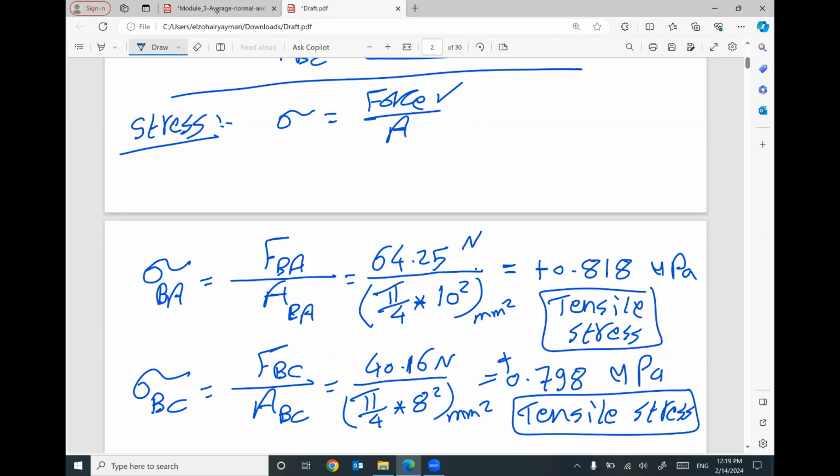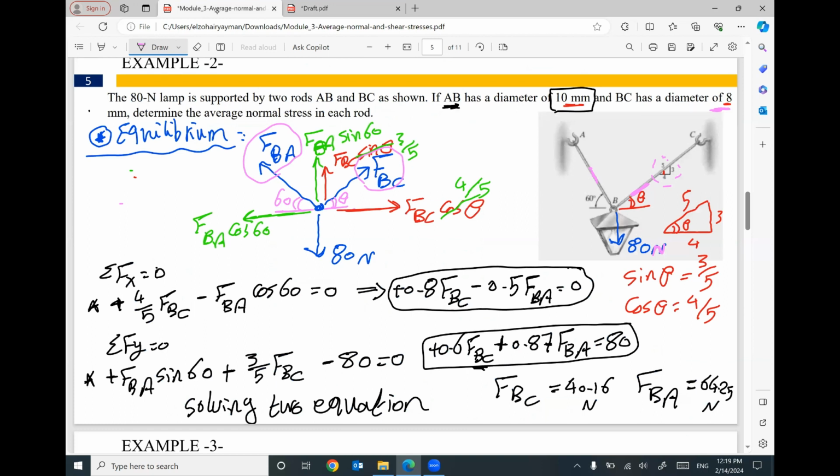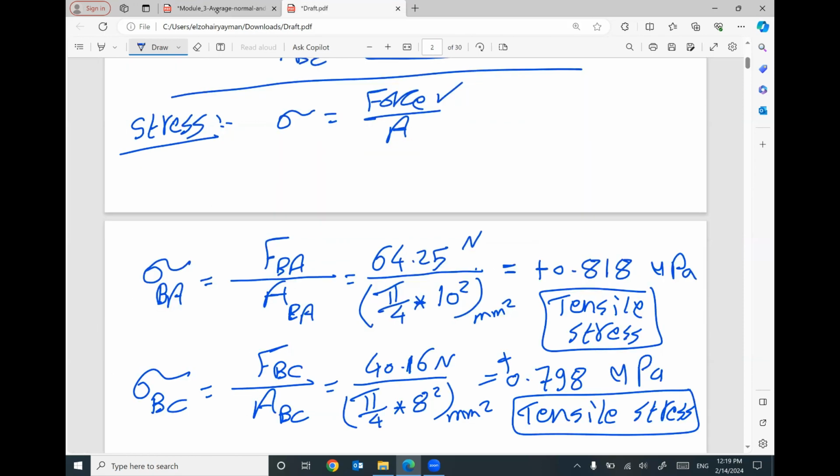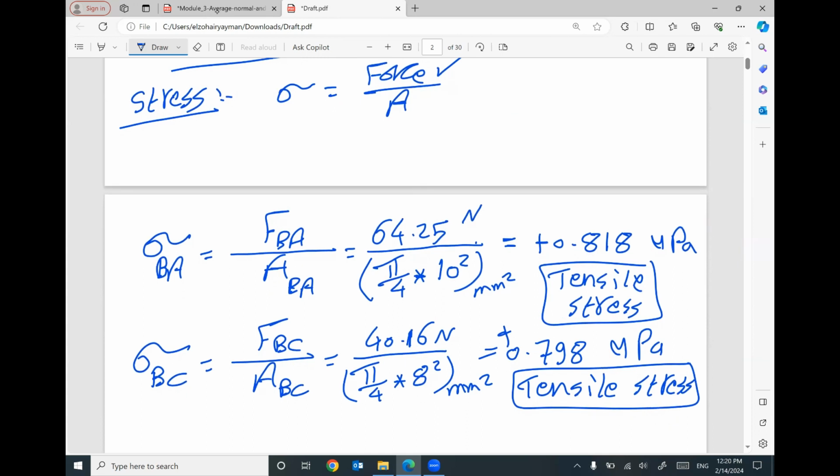So I calculated the average normal stress in each rod AB and BC by applying first the engineering mechanics part to figure out the forces in these rods, and then applying the mechanics of materials part to figure out the average normal stress, sigma equals force divided by area. So the force in each member is known and the area of each member is known, so I can figure out the axial normal stress.